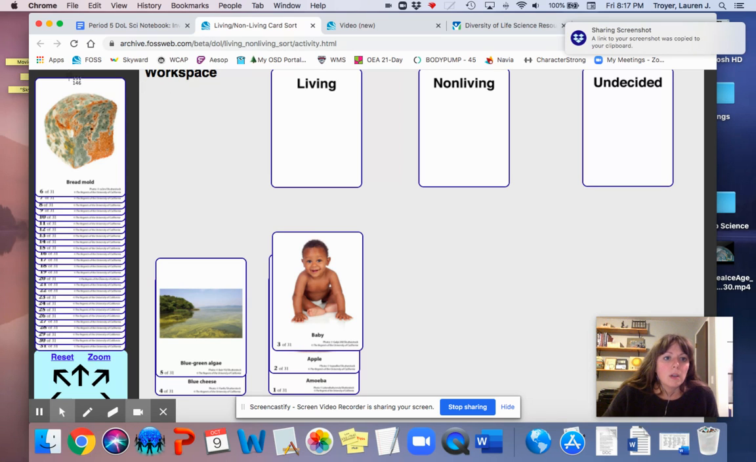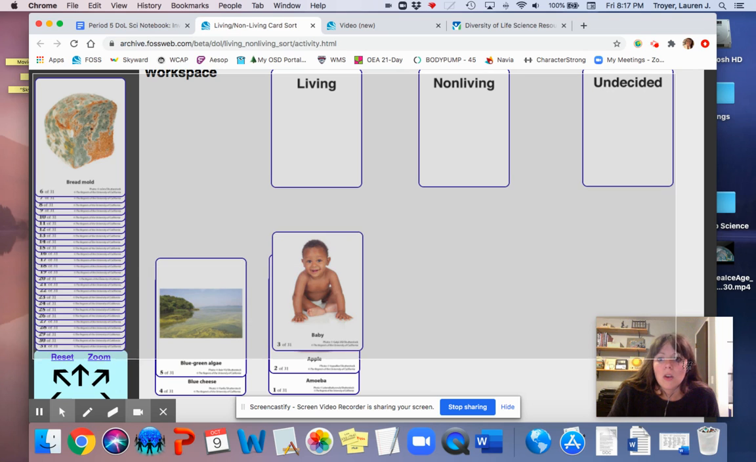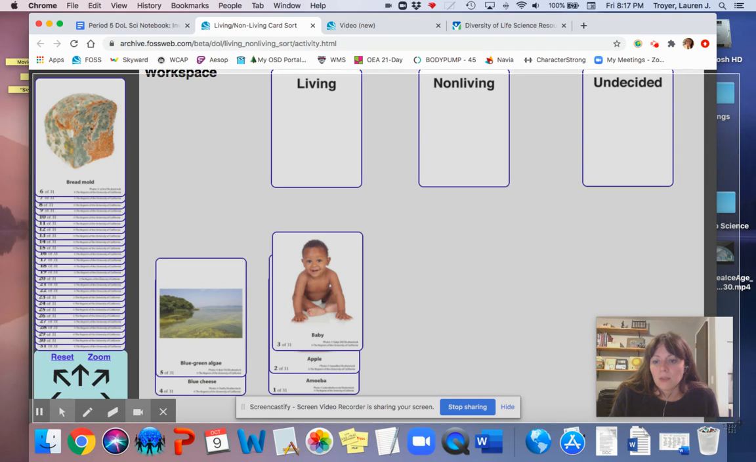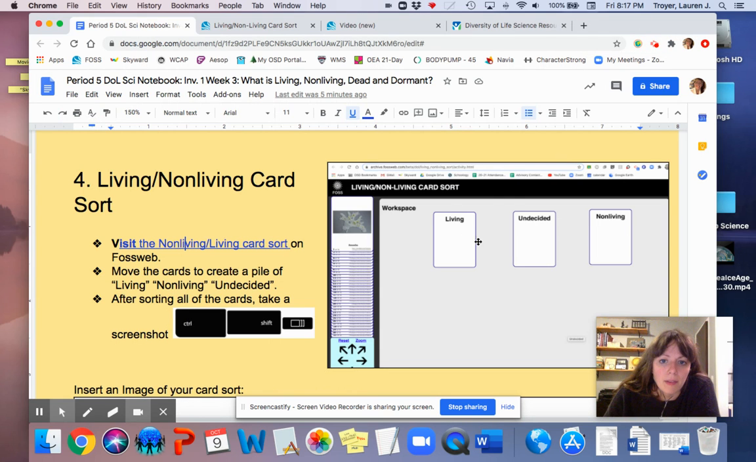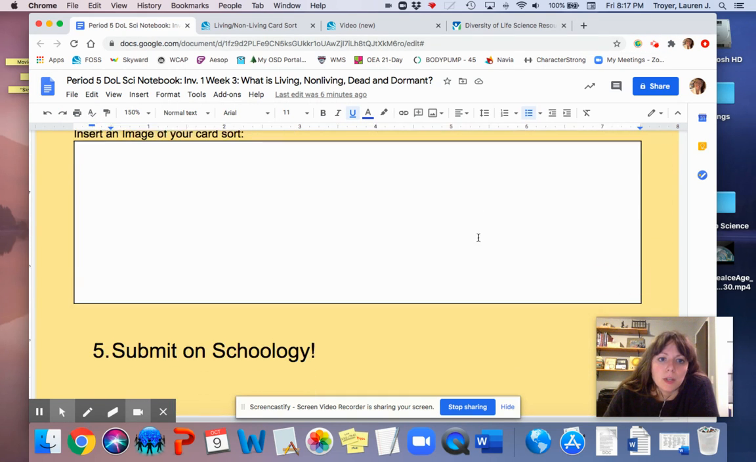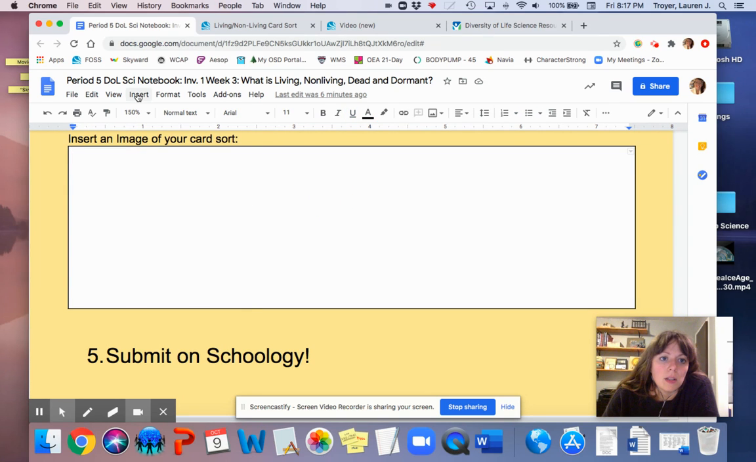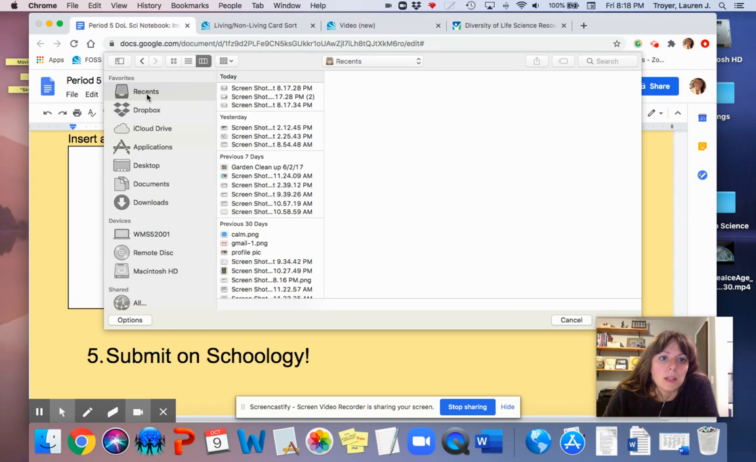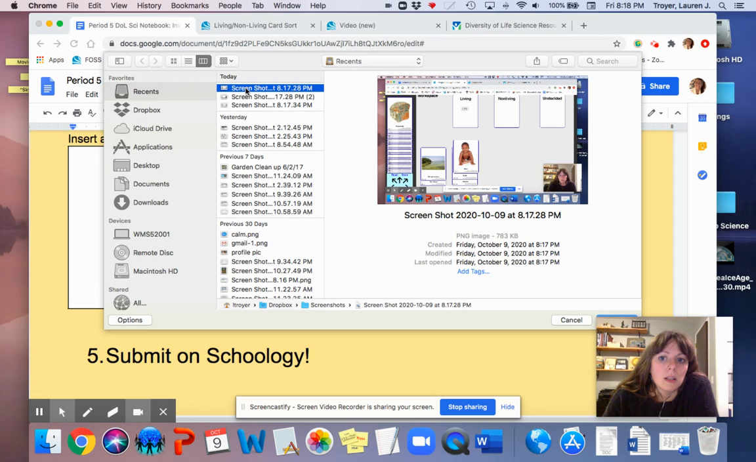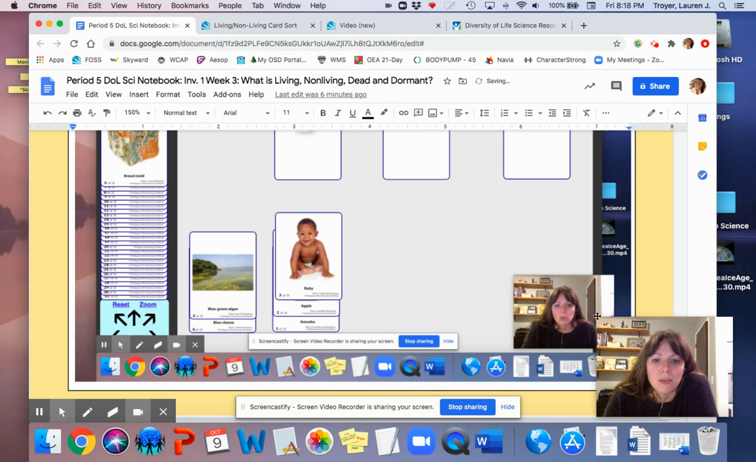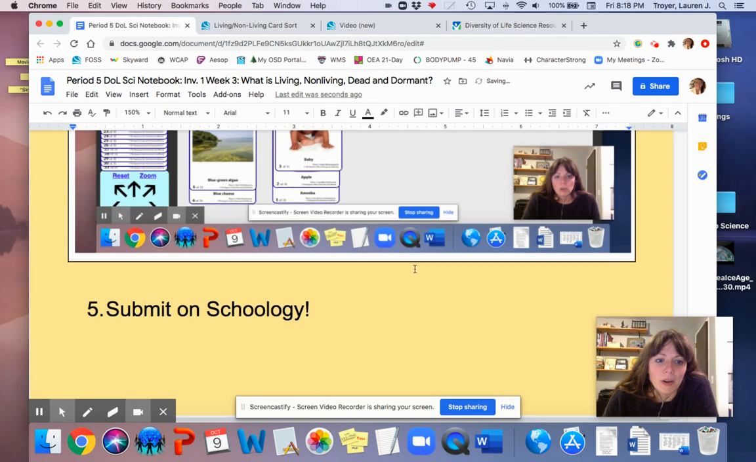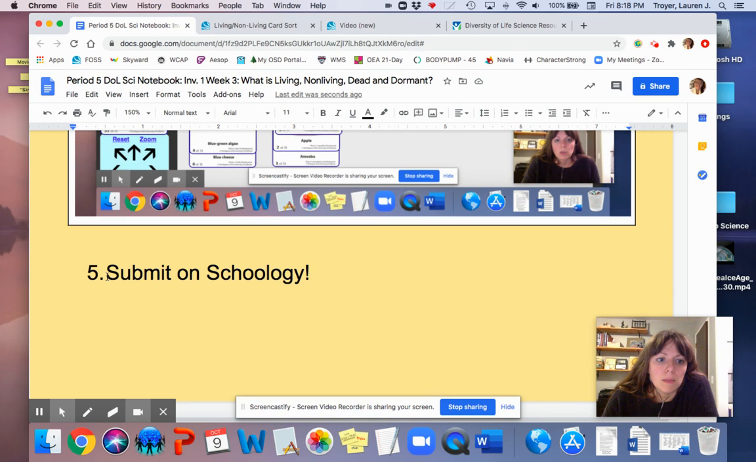Control Shift, I think what it'll do, it'll have you draw a rectangle around the thing you want to screenshot. So in my screenshot, my little cute face is going to be in there. But I had to draw that rectangle around the area that I wanted to screenshot. And now that I have it, I'm going to pretend like I was actually finished with my card sort before I did that. I'm going to go to Insert, Image, Upload. And if I just go to Recents, because I'm lazy, it'll be the last thing that I did. Okay. And now my beautiful screenshot with my face is in there. Super. And if you've done all the steps, it's time to submit it on Schoology.